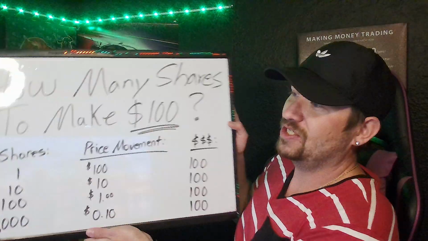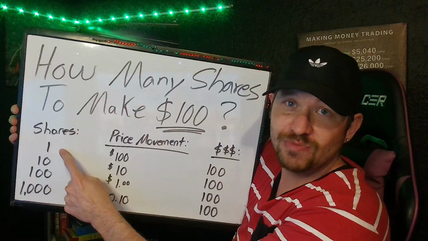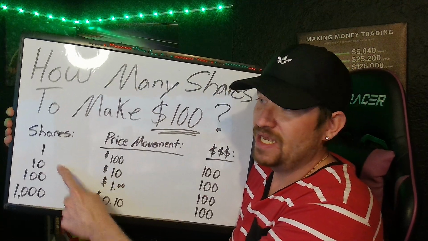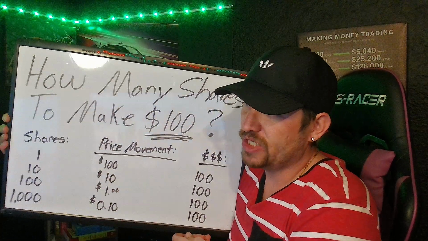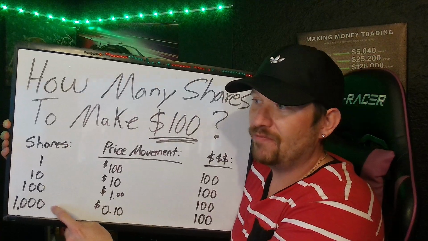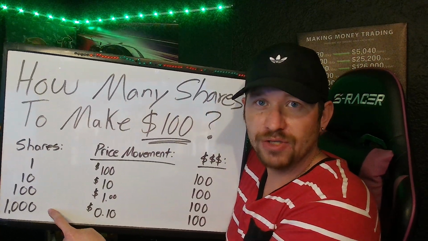So I hope you enjoyed this short video on share sizes. I'll showcase it again real quick to you. Beginners should be trading with 1 to 10 shares. Intermediate could be trading between 10 and 100, 200, 300 shares. And once you get a little bit more comfortable and confident, then you can start trading with those 1,000 shares.